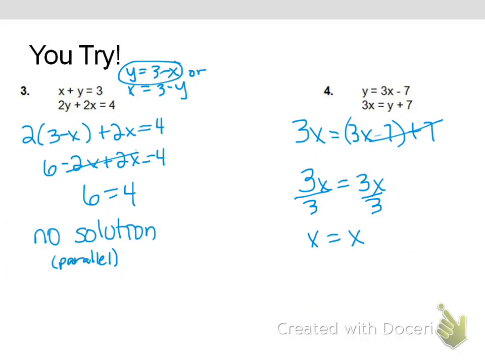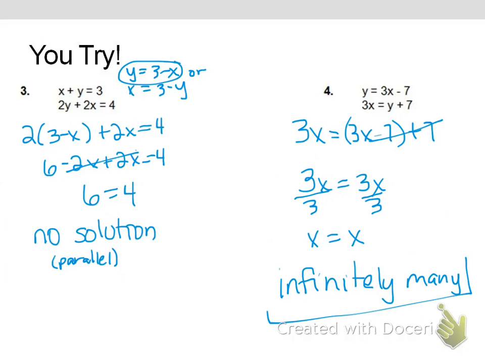Okay, if x equals x, is that always true? 1 equals 1, 2 equals 2, 19 equals 19? So if it's always true, then what's the answer? They're infinite. Infinitely many solutions.